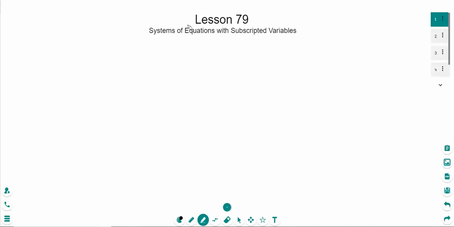So today we're going to be talking about systems of equations with subscripted variables. We talked a little bit about subscripted variables before, but in future lessons they will be giving you story problems in which using subscripted variables just makes sense. It'll keep things more organized and prevent you from getting confused.